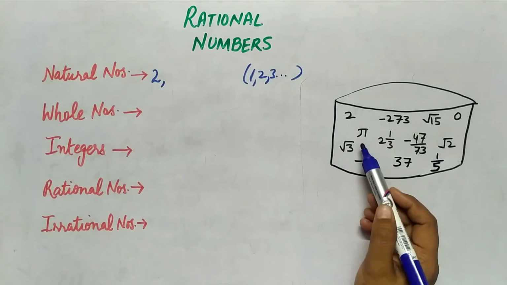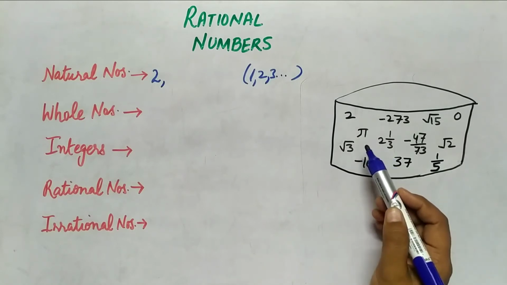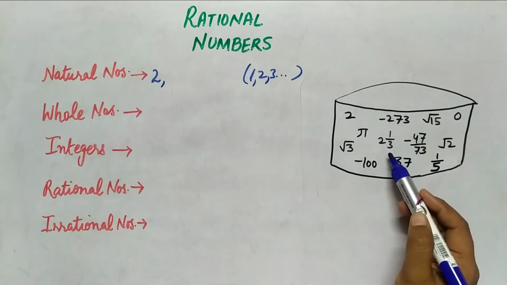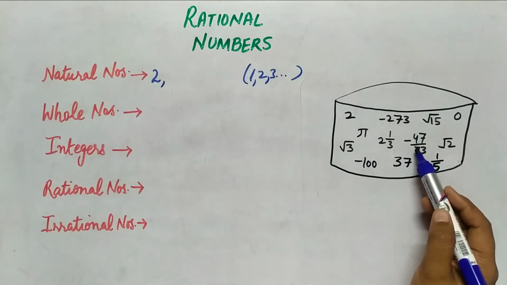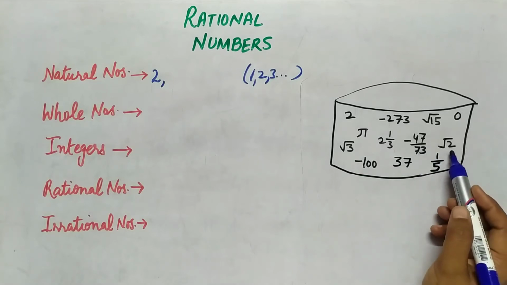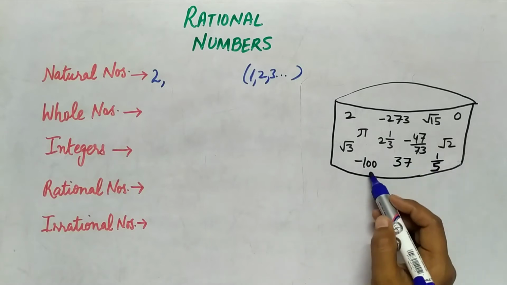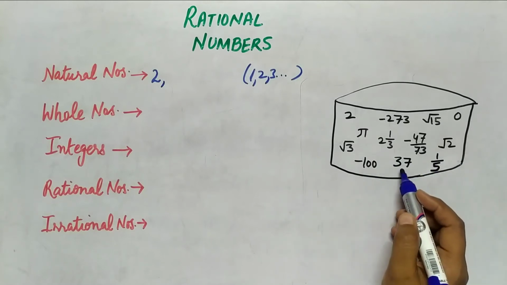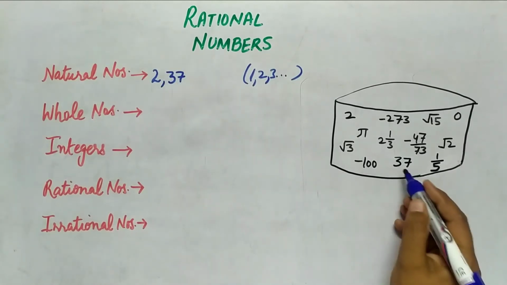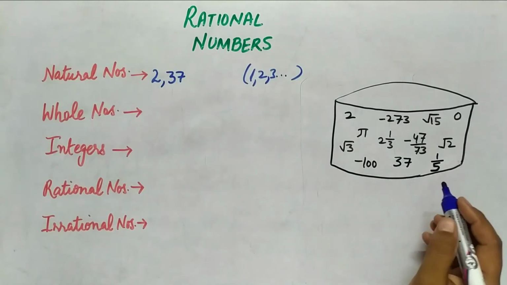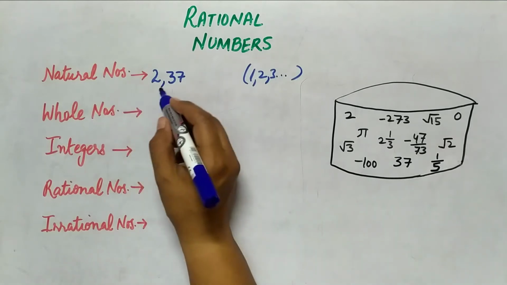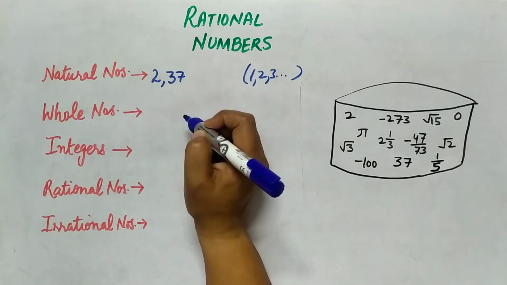Next is pi. No, it is not a counting number. Under root is not there. A mixed fraction is not. A negative number and a fraction are not counting numbers. Under root 2 is also cancelled. Minus is not in the counting. 37 is there. 37 is a counting number. Then a fraction is also not a natural number, not a counting number. So our natural numbers are 2 and 37.